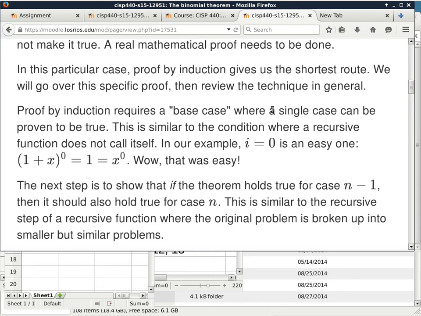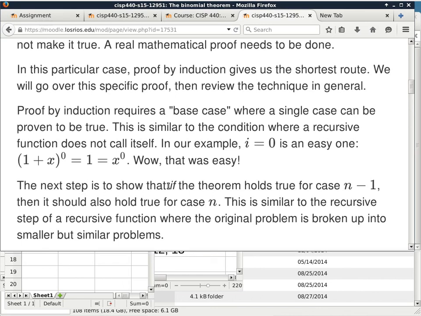Now, normally, the base case is a very easy one to prove, because you are talking about a specific case, so you can plug in actual numbers to establish the equality and say, yes, it is true for this case. The next one is called the step of induction. The induction step is a little bit trickier.